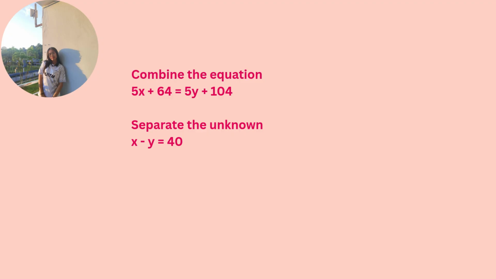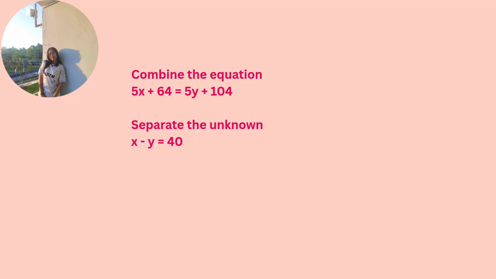The next step would be you would have to separate the unknown and the whole number into one side, which means you have to put the unknown on the left side and the whole number would be on the right side. The whole number you may proceed as usual, but the unknown would remain the same. Then your answer would be x minus y equals to 40.